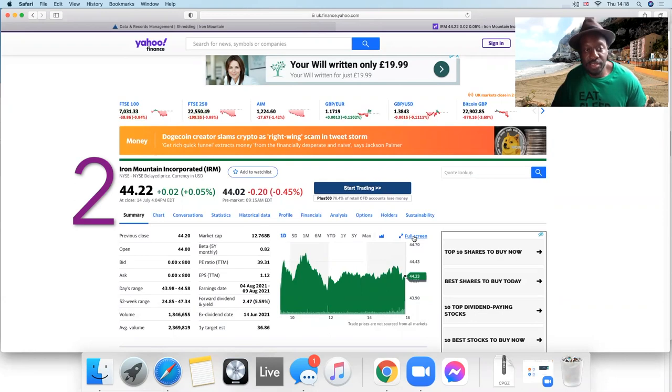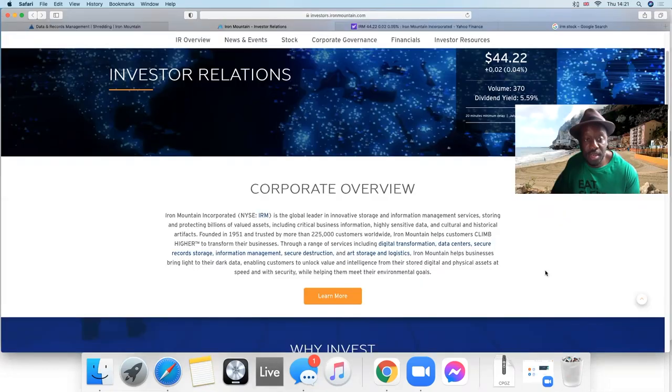Right, second on my list is a favorite, Iron Mountain, stock ticker IRM. They have a mid-market cap of $12.768 billion. And they have a dividend yield of 5.59%, which is very high. Iron Mountain Incorporated is the global leader in innovative storage and information management services, storing and protecting billions of valued assets, including critical business information, highly sensitive data, and cultural and historical artifacts.